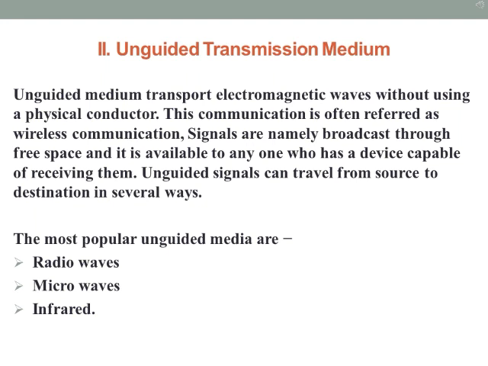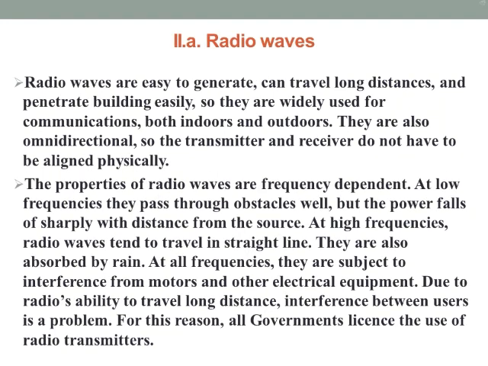Unguided signals can travel from source to destination in several ways. The most popular unguided media are radio waves, microwaves, and infrared. Radio waves. Radio waves are easy to generate, can travel long distances, and penetrate buildings easily. So they are widely used for communications, both indoors and outdoors. They are also omnidirectional, so the transmitter and receiver do not have to be aligned physically.